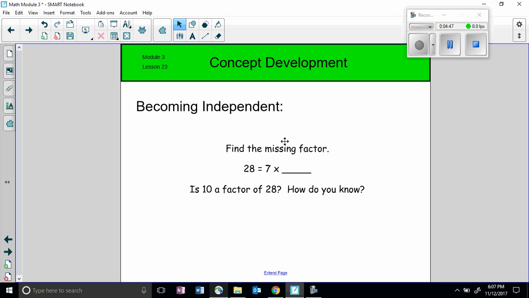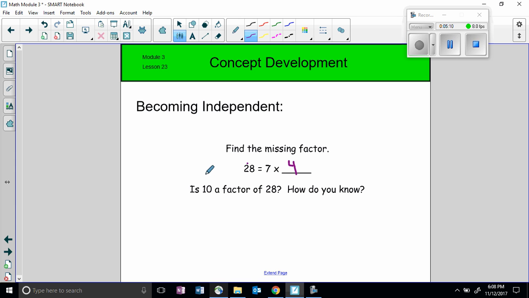So, find that factor. I have to count by 7s until I get to 28, or as close to 28 as I can. Let's have some fun and sing along: 7, 14, 21, 28, stop, because there's where the number is. So it was a 4. Woo! That was easy.